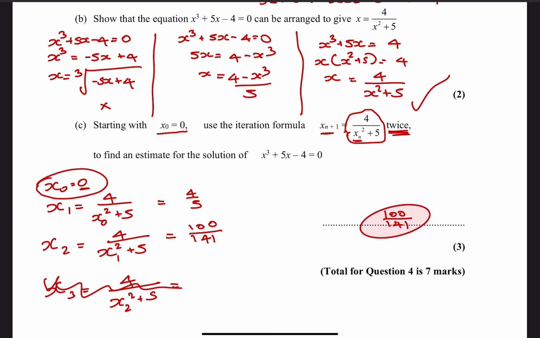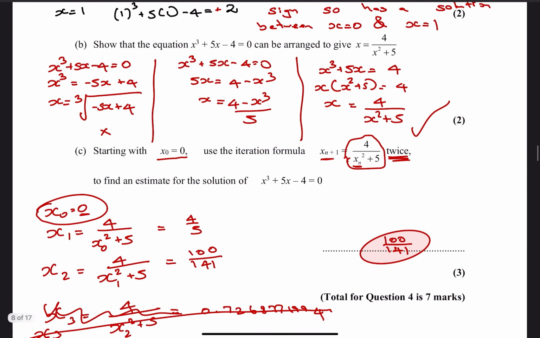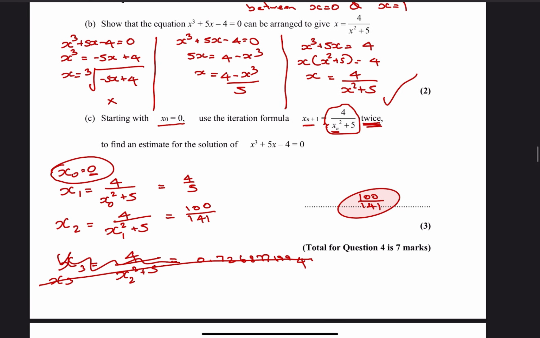Okay, if they ask you for x3 and I press equal, you can see it gives me a decimal, 0.7268771994. If it's a decimal, you write all the decimal. This is technically x3, but I'm not doing that because they only said twice. Because they gave me x naught, I'm doing x1 and x2. Twice. Okay, that should be the whole of the 15 questions. Okay, good.